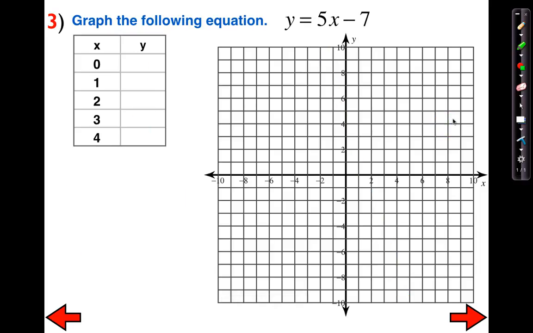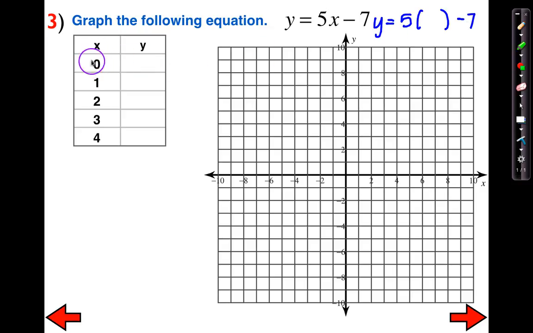Now go ahead once more, pause the video and try this one on your own. Okay, so let's go ahead and check to see whether or not you did it correctly. So first things first, what I'm going to do is go ahead and write my equation so that I am ready to plug in these different values for x. So I'm going to put y equals 5 times some number minus 7.